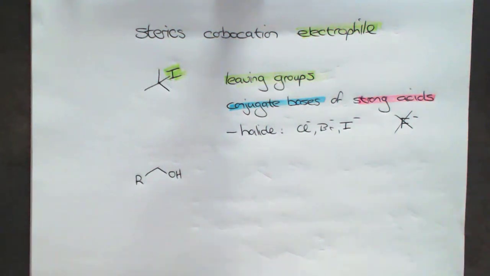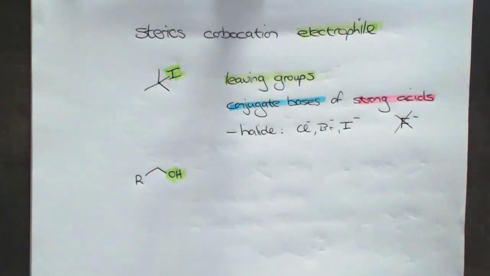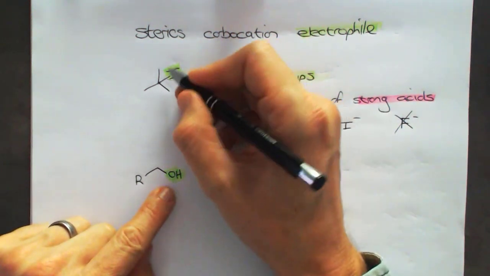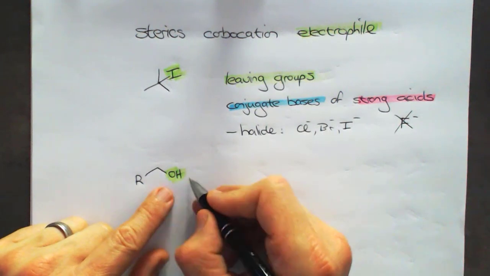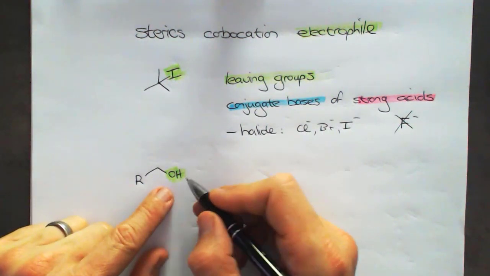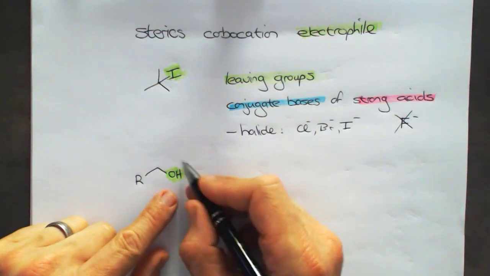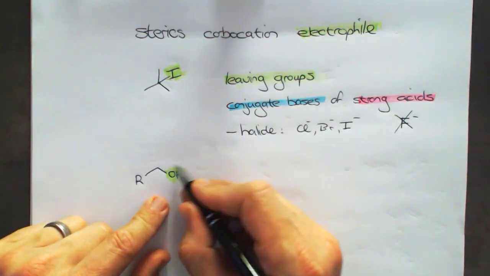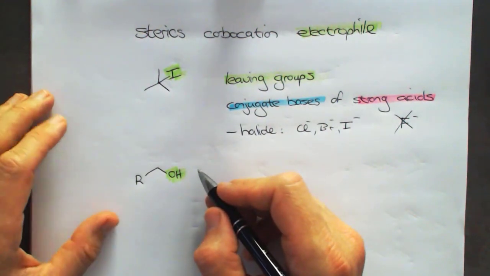If I want that alcohol to leave, just like the iodine wants to leave like that, it cannot do it. OH is a terrible leaving group because if it leaves, it's OH-, and that's an absolutely horrendous leaving group. So what can we do to make this into a good leaving group? Well, there are a couple of options that we have available to us.